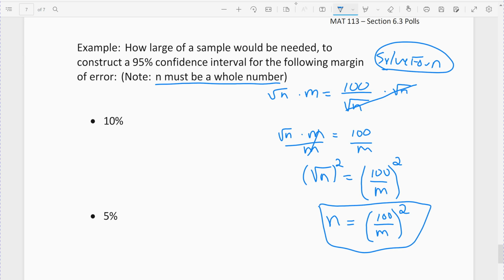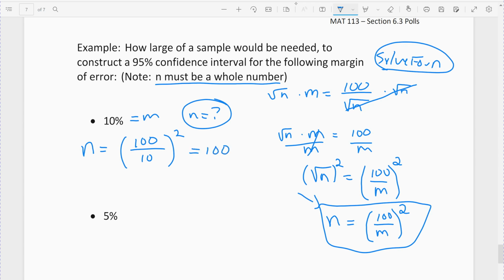And so now we're just going to practice that. So suppose that we want a margin of error of 10%, which would be a really high margin of error. Again, that's m, margin of error. I want to find my sample size n, and so I'm going to use this. n is equal to 100 divided by 10, that whole thing squared, which simplifies to 10 squared equals 100. So my sample size in this case has to be 100 people.